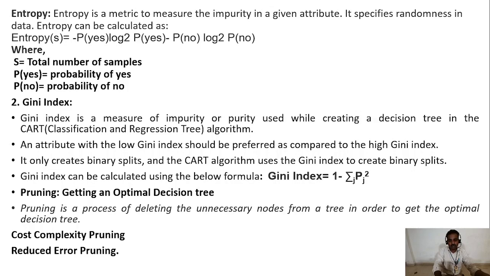Pruning: getting the optimal decision tree. Pruning is the process of deleting the unnecessary nodes from the tree in order to get the optimal decision tree. The types include cost complexity pruning and reduced error pruning.